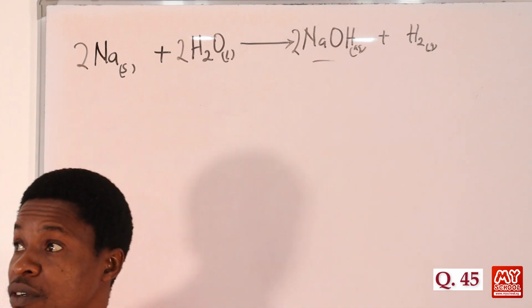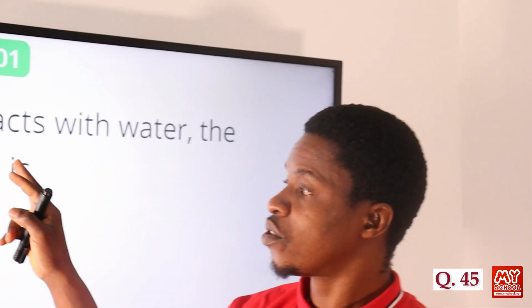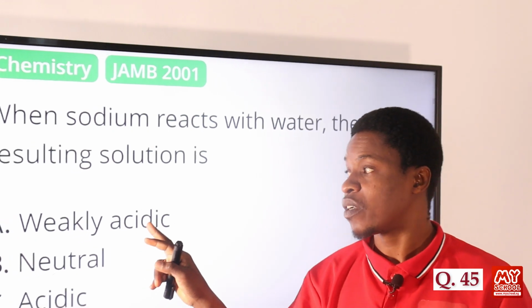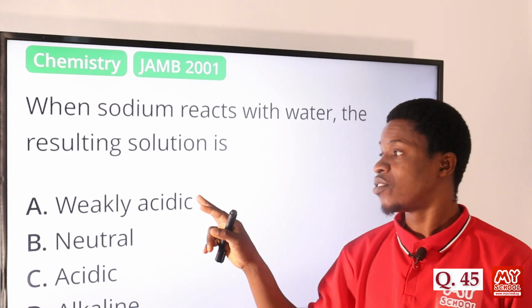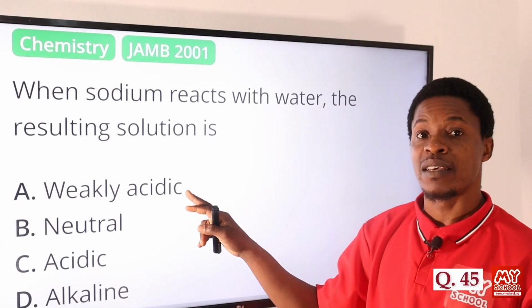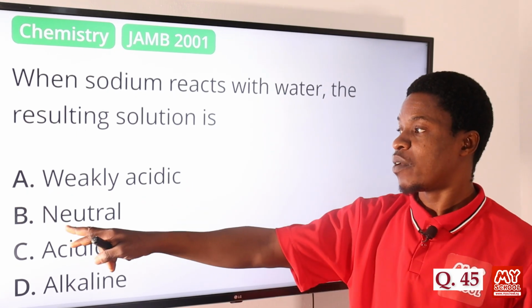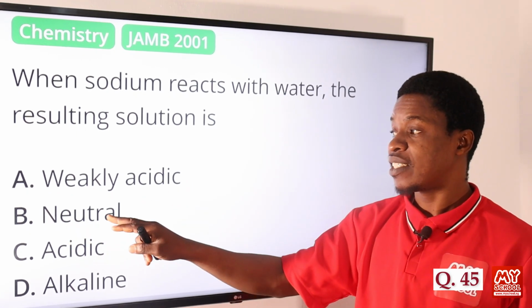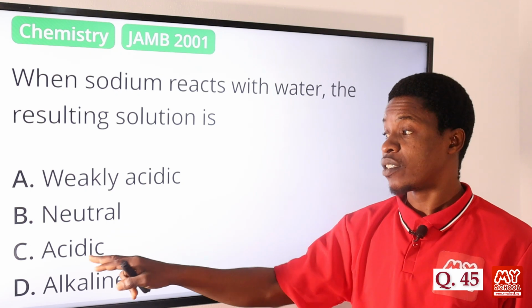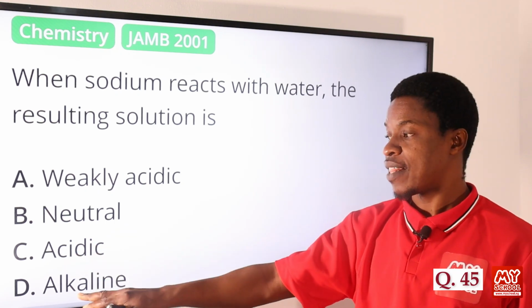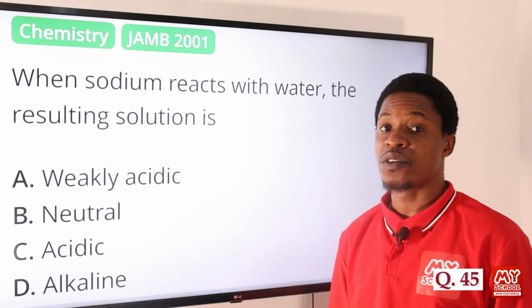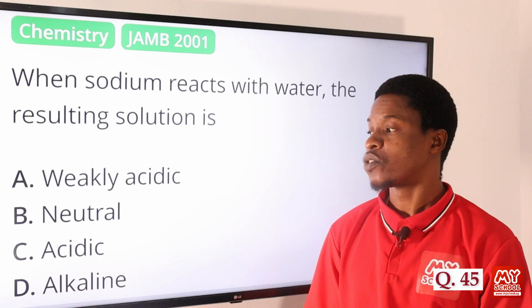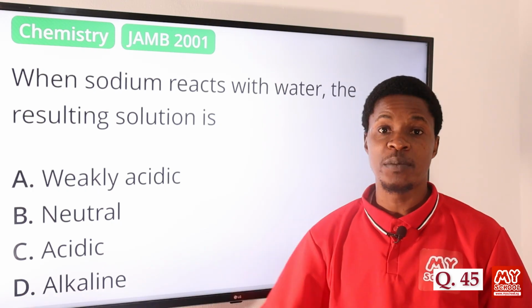Let's move back to the screen and see what we have. When sodium reacts with water, the resulting solution is weakly acidic. It's not weakly acidic, because sodium hydroxide is not an acid; it is a base, an alkali. Then we have neutral. It is not neutral because sodium hydroxide is not acidic. And then we have alkaline. Sodium hydroxide, of course, is an alkaline solution. So the correct answer is option D.